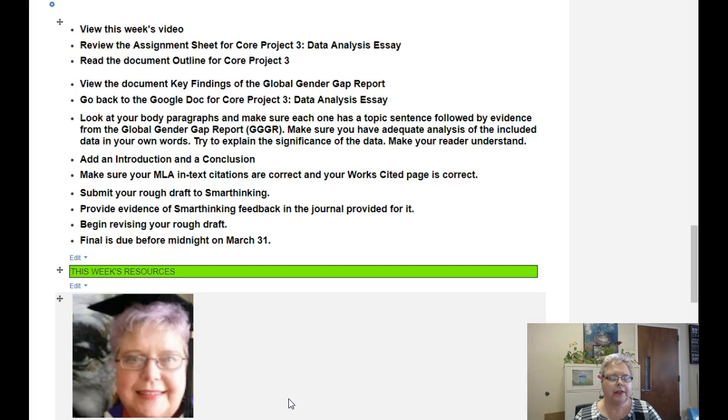This week we're going to be looking at creating your full rough draft of your data analysis essay. So you started it last week when you looked at the Global Gender Gap Report, and you looked at each of the 4 categories for the country that you chose, and you wrote some body paragraphs. So what we're going to do is take those body paragraphs now and expand into a complete essay.